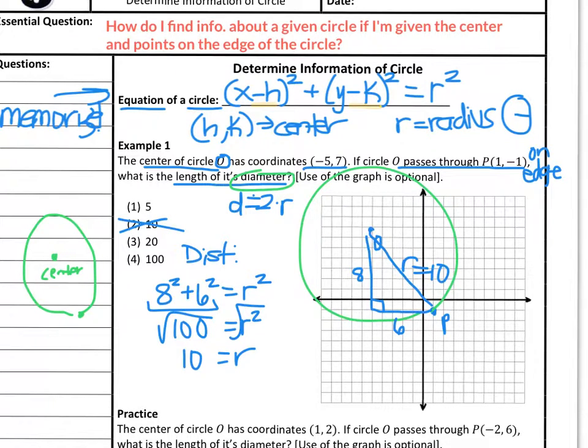Our diameter we have to multiply by 2 to go all the way across, because we're going to have technically another 10. So 10 times 2 is equal to our diameter. So our diameter would be 20.